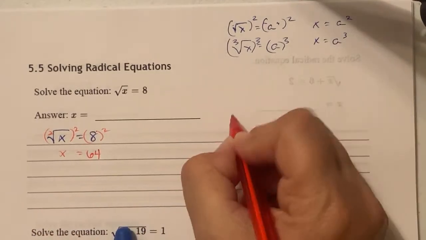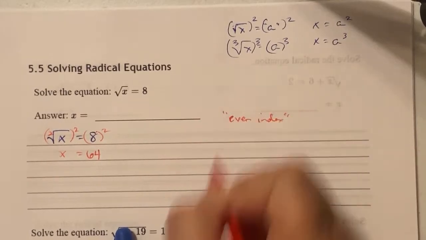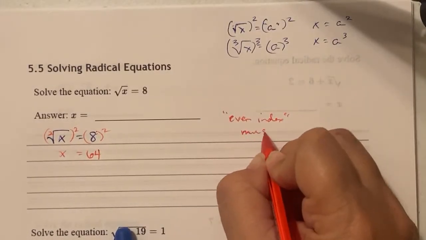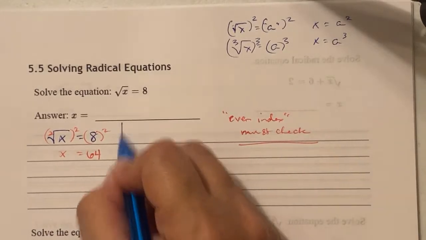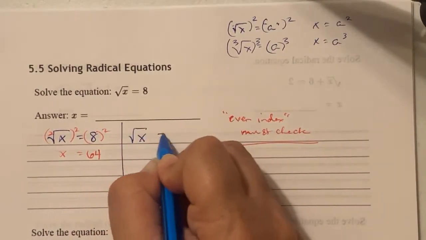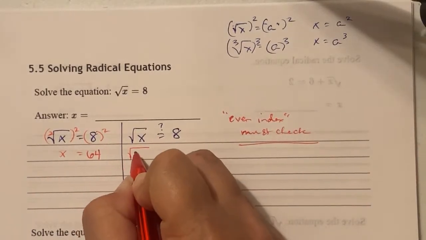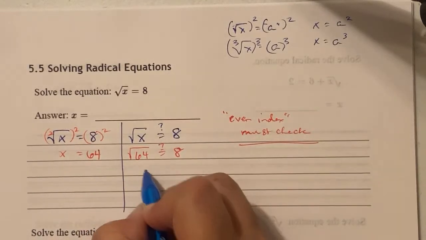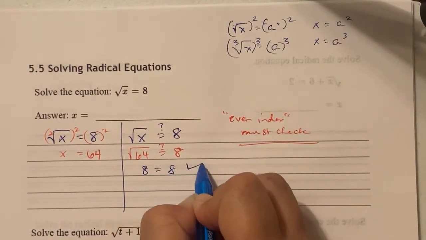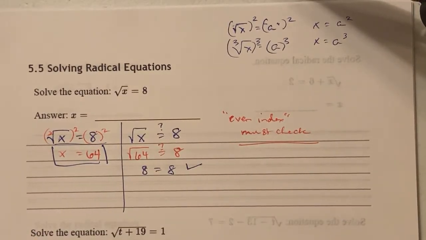Now, when it's an even index, you must check. So you take your original equation and plug in your solution. So square root of 64, does that result in 8? Square root of 64 is a positive 8, which equals positive 8. It worked. So x equal to 64 is our answer.